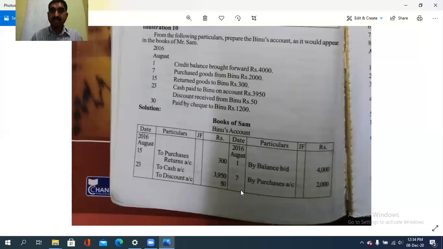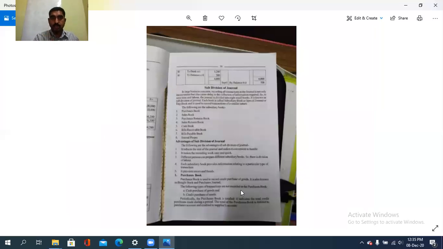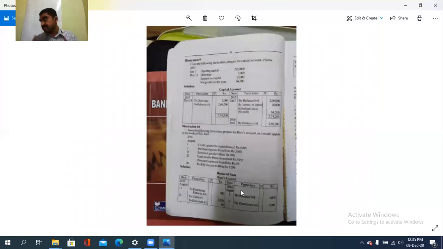3950, what is that? Instead of 4000, cash of 3950 was paid. So 50 rupees discount received. Isn't it? So cash paid to Binu. Cash is paid to Binu. So Binu debtor to cash, then to discount received. So 3950 and 50, and paid by cheque to Binu. A cheque was also given to Binu. So what is it? Binu debtor to bank. So that is Binu debtor to bank. See, to bank account, and the balance we are taking. So that is the case with regard to just an example, just an illustration.